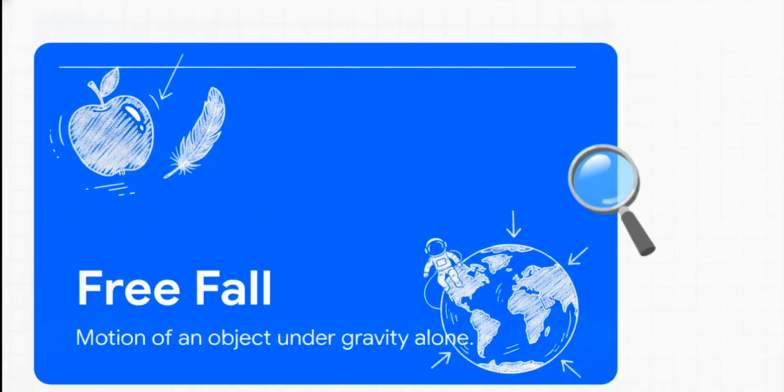Okay, so what happens if gravity is the absolute only force acting on something? Well, that brings us to free fall. Your notes specifically define free fall as the motion of an object when it is under the influence of gravity alone. No air resistance, no friction, just that pure, uninterrupted downward pull.